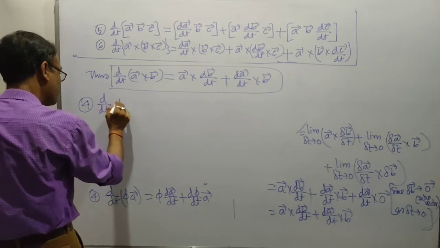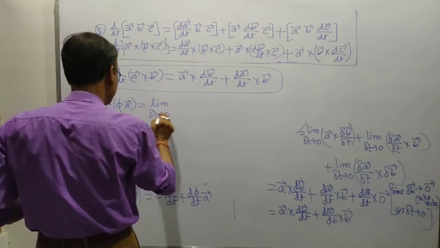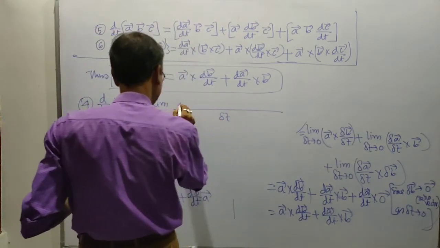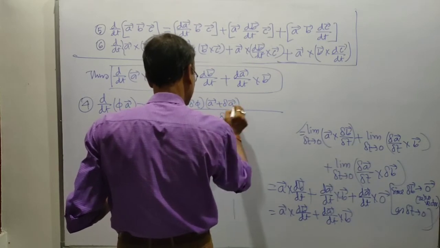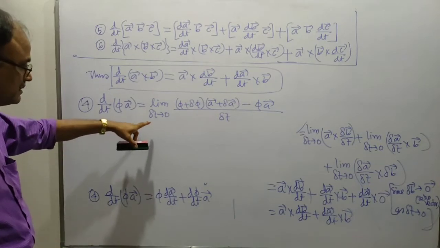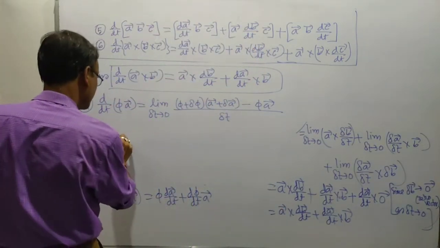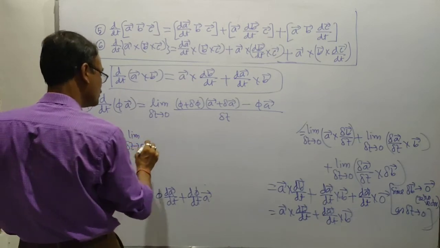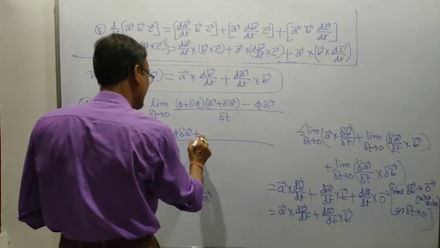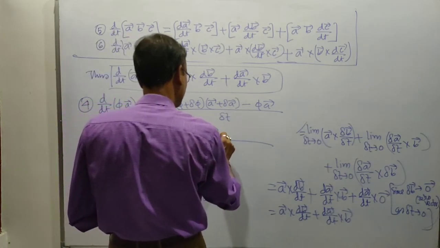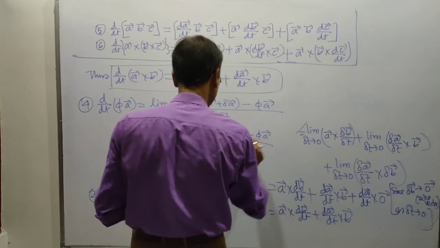d/dt of phi A vector is equal to the limit as delta t tends to 0 of phi plus delta phi times A plus delta A vector, minus phi A vector. Mind that phi is a scalar function. This is equal to the limit as delta t tends to 0 of phi A vector plus phi into delta A vector plus delta phi A vector plus delta phi delta A vector minus phi A vector, divided by delta t.